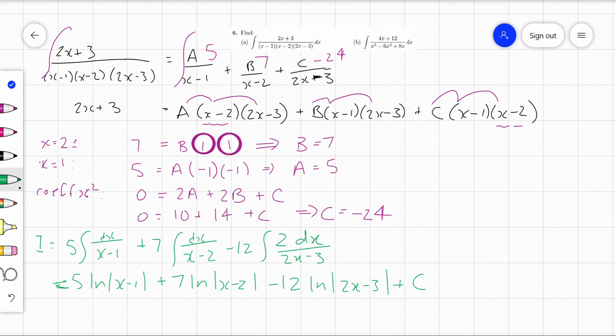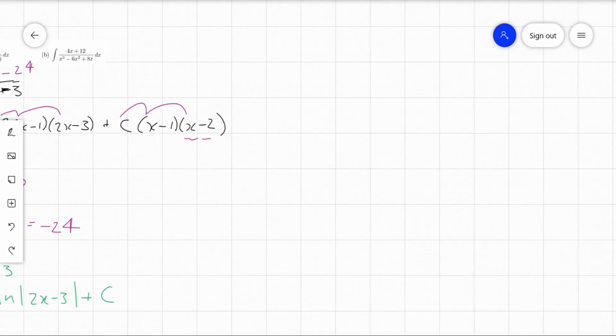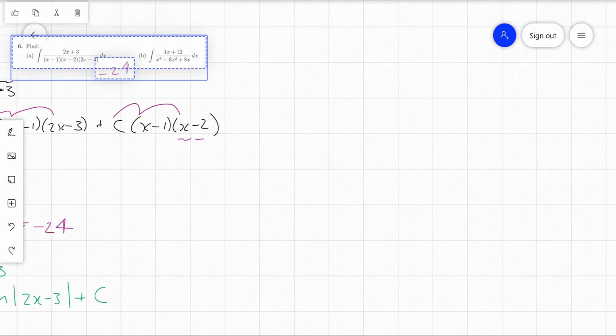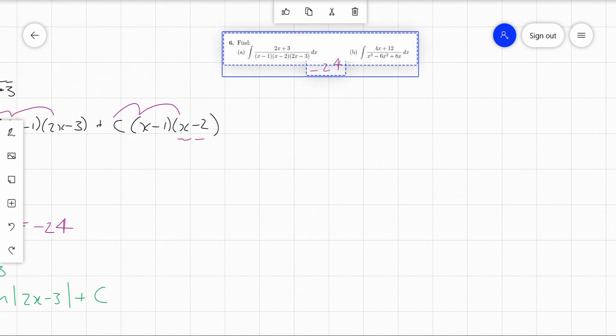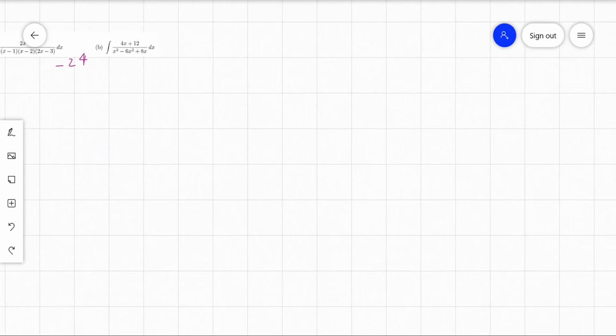Okay, so let's do a different method for B. Let's have a look at B and do a different method. So let me just pull this across and have a look at B.